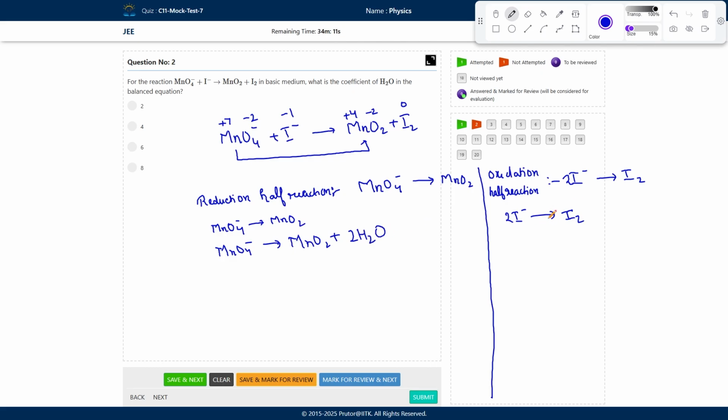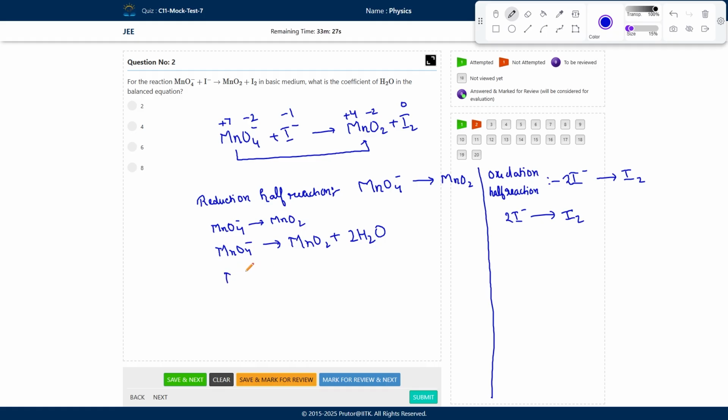Now what about the oxidation half reaction? It has neither oxygen nor hydrogen, so we don't need to do anything to it. It will remain the same. Moving on next, now we need to balance the hydrogen. How do we balance it? By adding H plus.